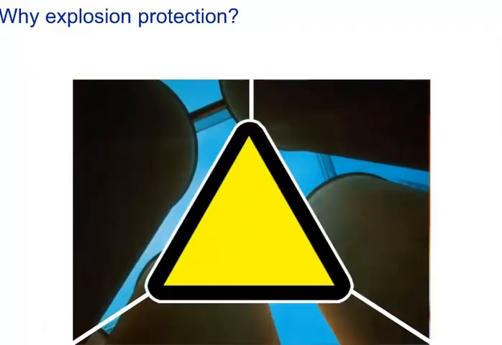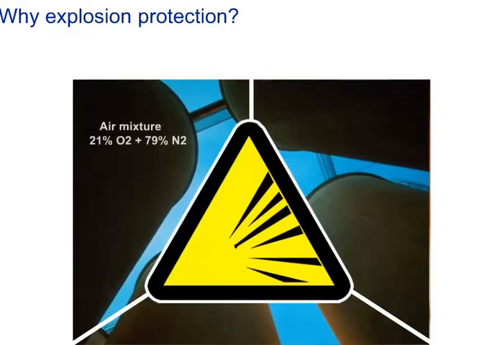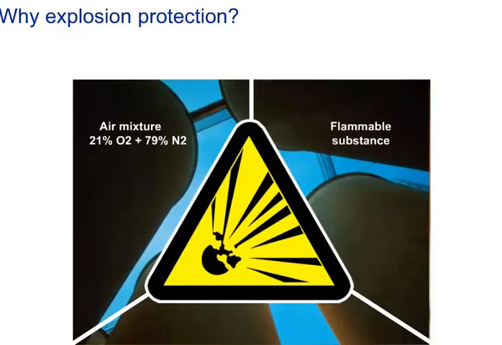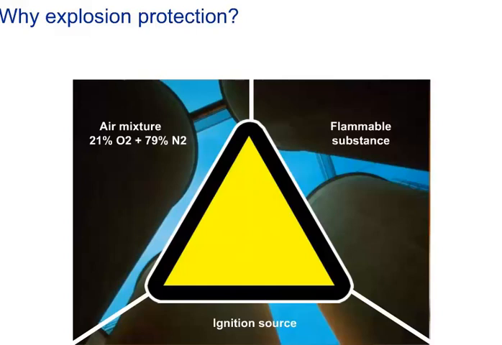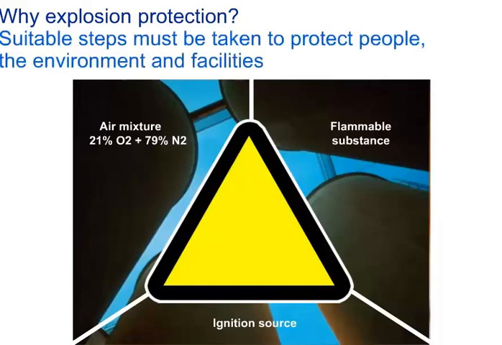An explosion occurs when three things come together. This is referred to as the ignition triangle. 1. There is oxygen or air in the atmosphere. 2. There is a flammable substance present, either in the form of a gas, steam, vapor, or dust. And 3. There is an ignition source in the form of a spark or a hot surface. These three things must combine. If any of these three things is missing, there can be no explosion.